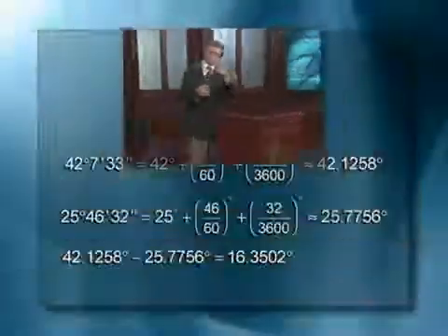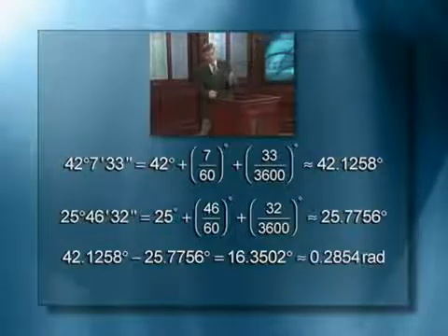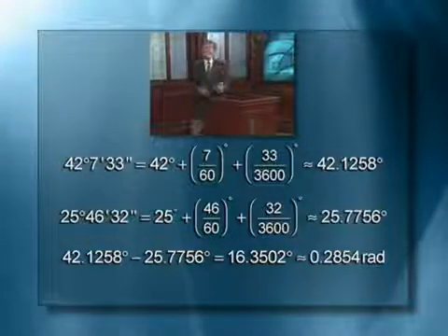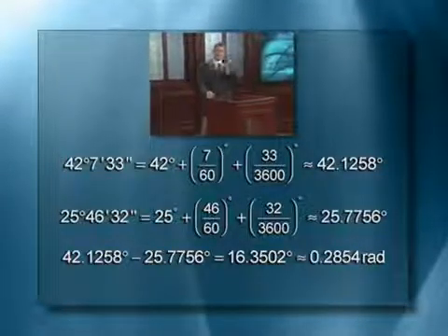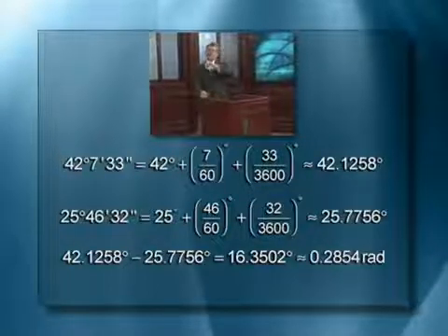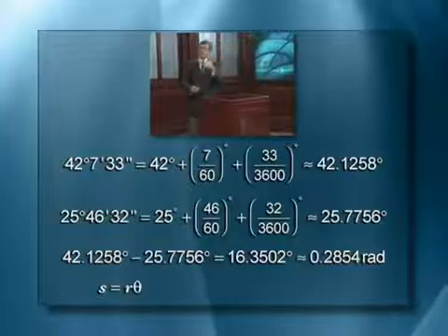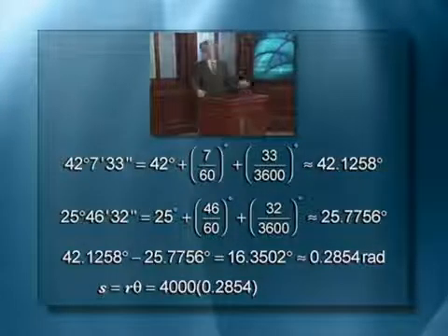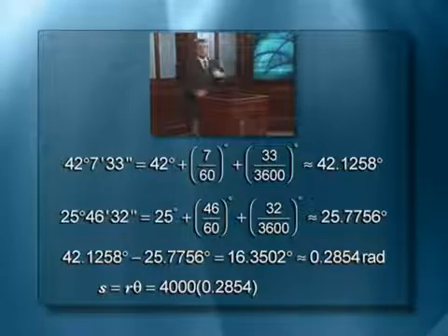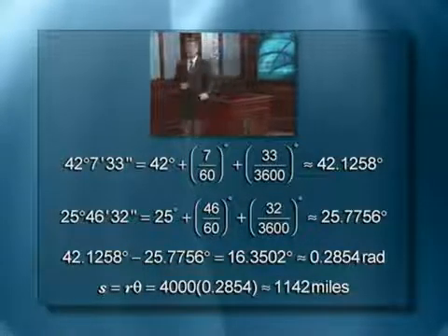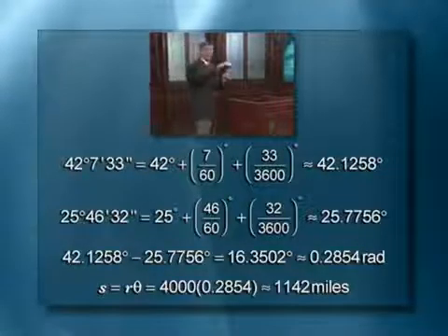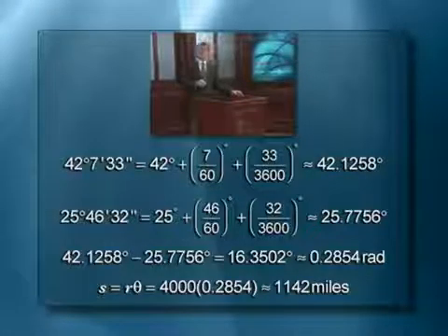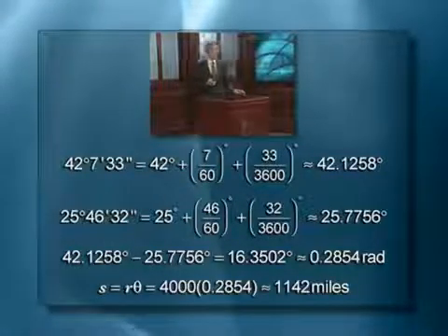We're in degree measure. We have to convert that to radians, don't we? And trust me, when you do the conversion, you get approximately 0.2854 radians. And now we're almost done. How far is the distance? Well, that's the arc length. That's the length of the piece of the sphere. It's r times theta. R, we're assuming, is 4,000. Theta is 0.2854 radians. It comes out to be about 1,142 miles. That's the distance you would drive along the highway if there were a direct route from Miami to Erie.